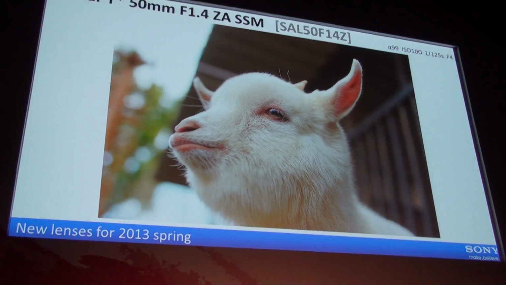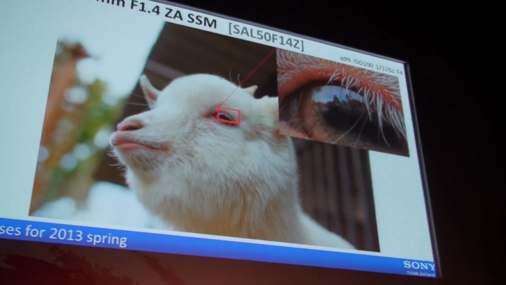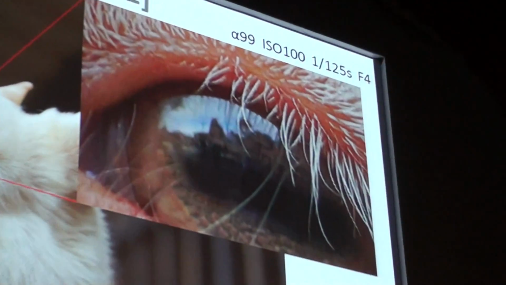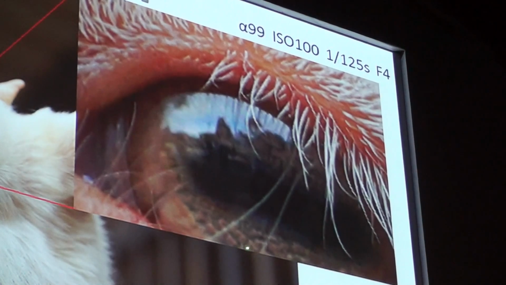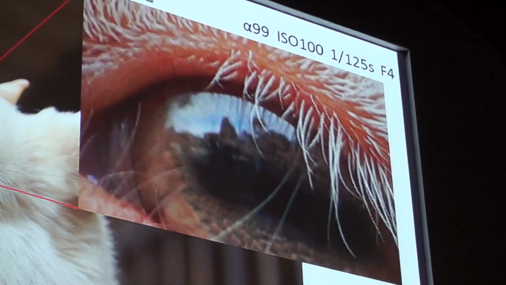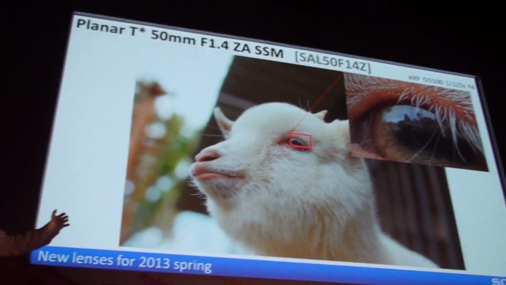Finally, in this image, I find that there is a photographer in this eye. So this lens can create a good image.